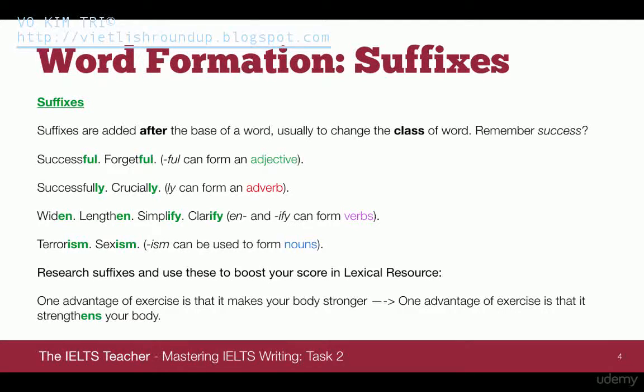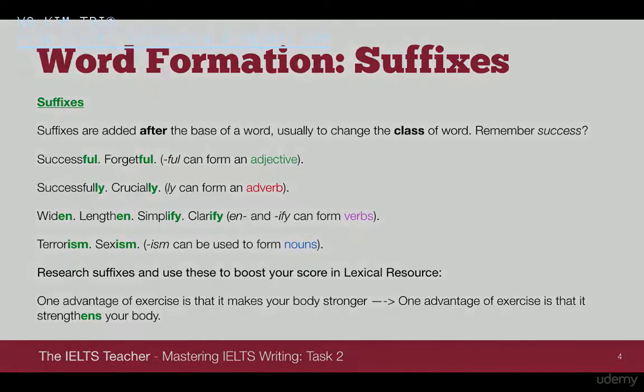One advantage of exercise is that it makes your body stronger. It makes your body stronger. How could we use word formation to improve this? One advantage of exercise is that it strengthens your body. You may think this looks simpler because we've used fewer words, but actually that is a good thing. You want to be concise with your language, and we can be much more concise with our language if we know how to use suffixes appropriately.